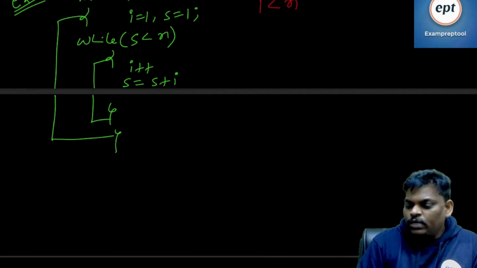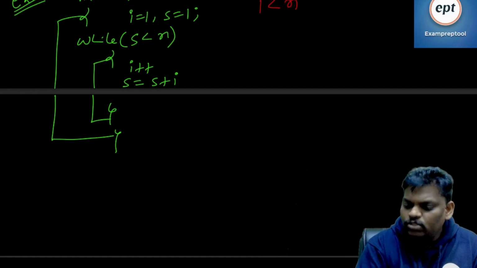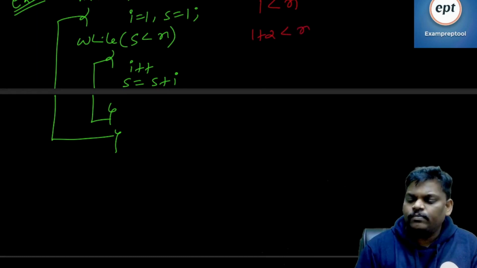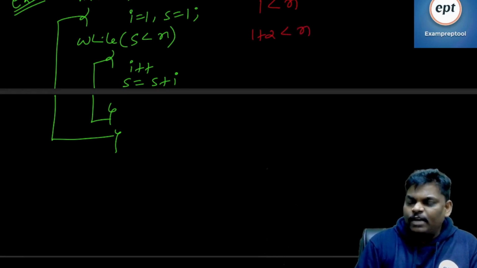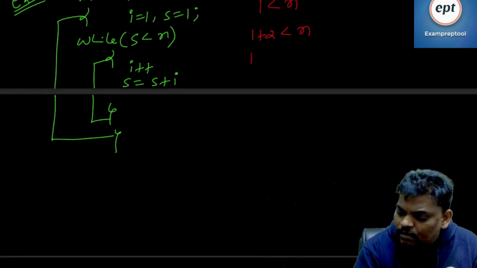The second time, if you go inside, I plus plus means I value increments by 1, I value becomes 2. s is equal to s plus I. So s became 1 plus 2. Next you check whether 1 plus 2 is less than n or not. Next again I plus plus, s is equal to s plus I. Existing 1 plus 2 plus 3 is less than n.